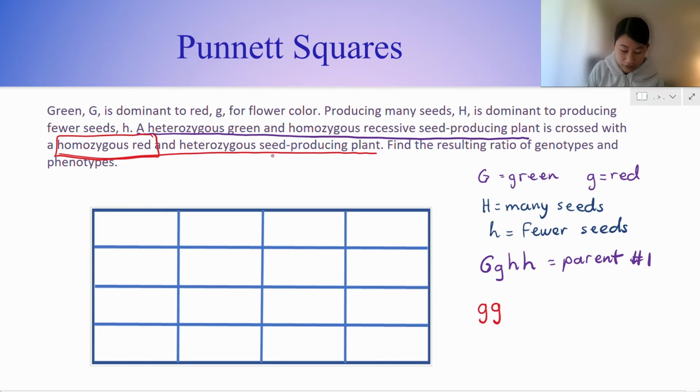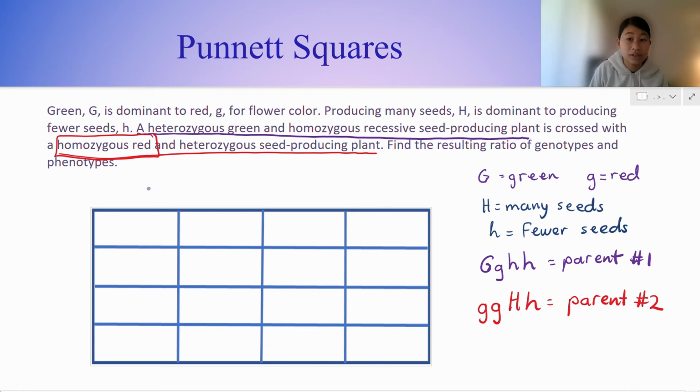Now let's do the heterozygous for seed production. For seed production, we're talking about many or fewer seeds, so now we're talking about H. Heterozygous means that we have one dominant and one recessive, so one capital H and the other one has to be lowercase h for parent number 2.